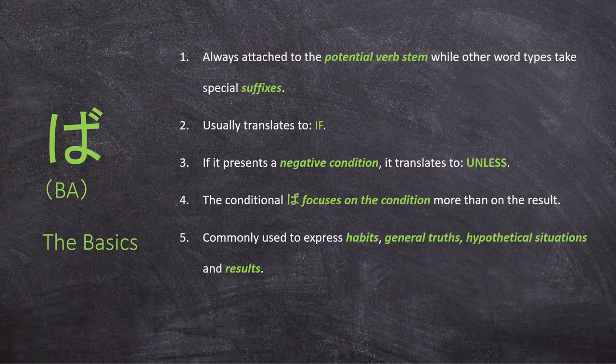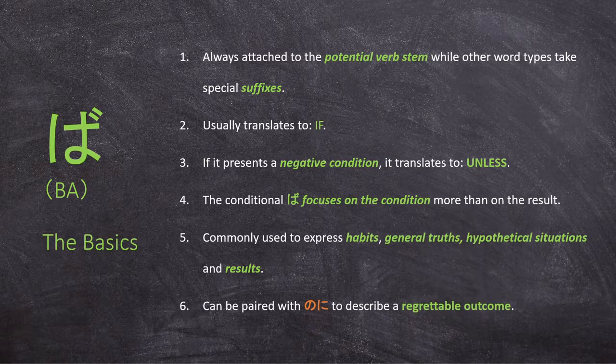But if you want to take into consideration all of the nuances that you might come across or that you want to convey, then I suggest thinking in that direction. And finally, you should know that the ba conditional can often be paired with noni to describe a regrettable outcome. So all of these 6 points are the most vital information that you need to know about the ba before proceeding further.